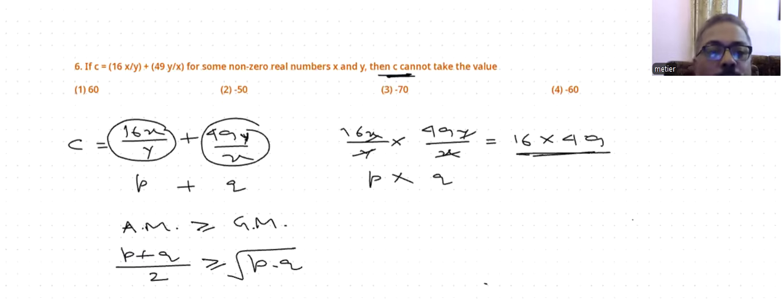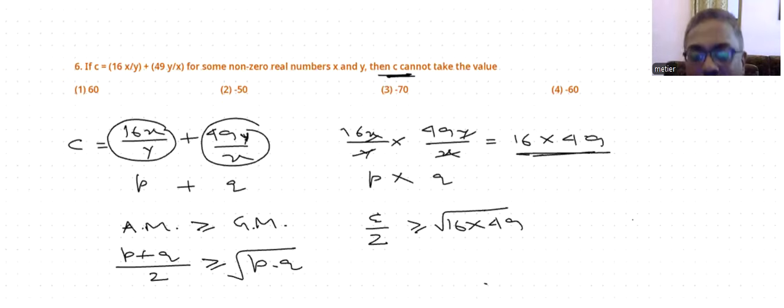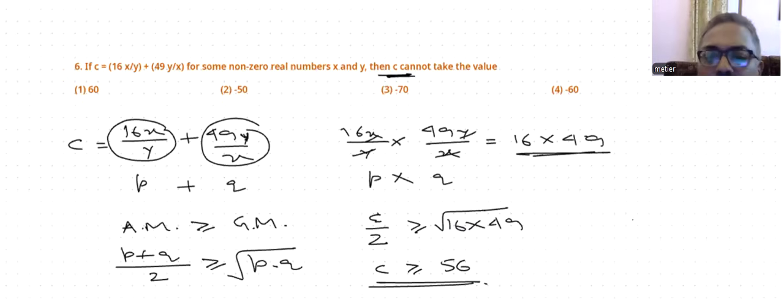Now, P plus Q by 2 means C by 2. C by 2 is greater than or equal to the square root of 16 into 49. The square root of 16 is 4 and the square root of 49 is 7. So 4 into 7, 28. So after multiplying by 2, we are getting C is greater than or equal to 56. This is a very basic form of inequation, whenever this kind of thing comes.